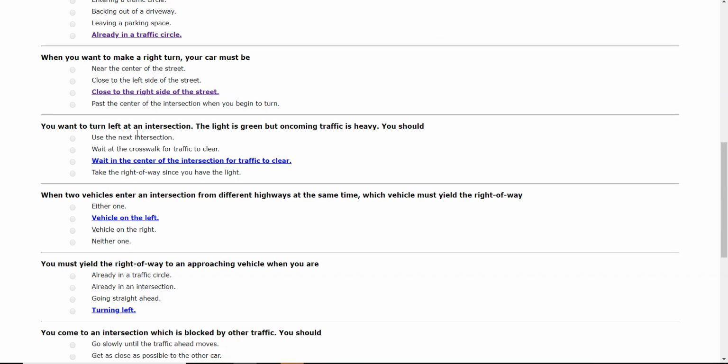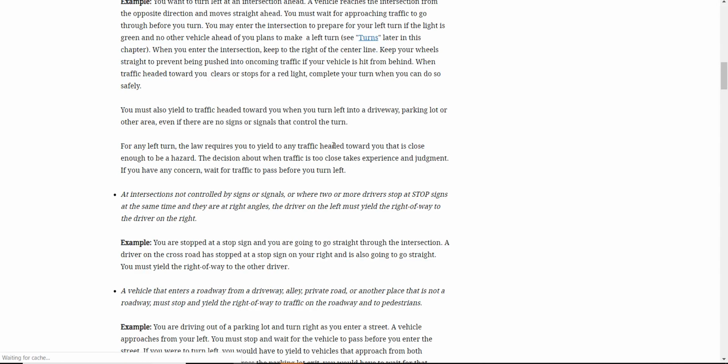Okay, if you want to turn left at an intersection, the light is green but the oncoming traffic is heavy, you should wait at the center of the intersection for traffic to clear. So you want to turn left at an intersection ahead. A vehicle reaches the intersection from the opposite direction and moves ahead. You must wait for the approaching traffic to go before you turn. You may enter the intersection to prepare for your left turn if the light is green and no other vehicle is ahead of you. When you enter the intersection, keep to the right of the center line. Keep your wheel straight to prevent being pushed into incoming traffic.